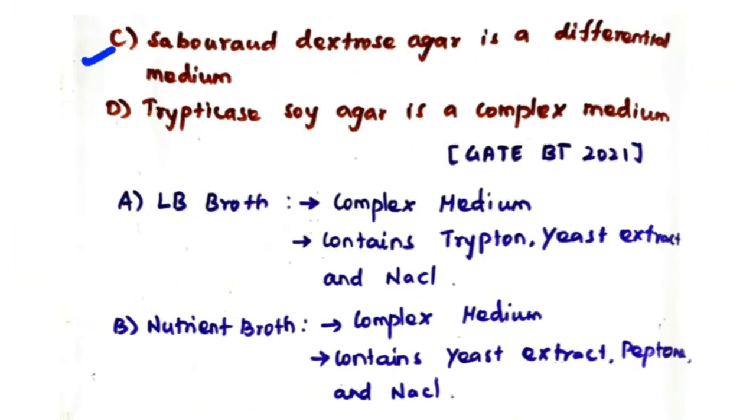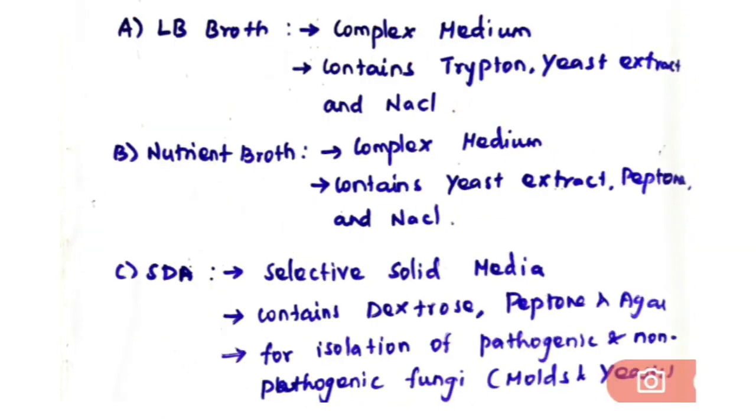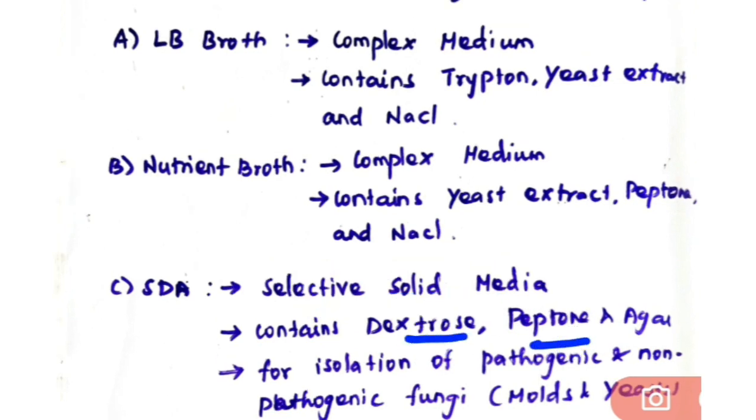So next option is Sabouraud dextrose agar is a differential medium. This option is also wrong because SDA, that is Sabouraud dextrose agar, is a selective solid media. It contains dextrose, peptone and agar. Let's know the difference between selective media and differential media. Selective media allows certain types of organisms to grow and inhibits the growth of other organisms. This Sabouraud dextrose agar allows the growth of pathogenic and non-pathogenic fungi, mostly molds and yeast, and it inhibits the growth of many bacteria.